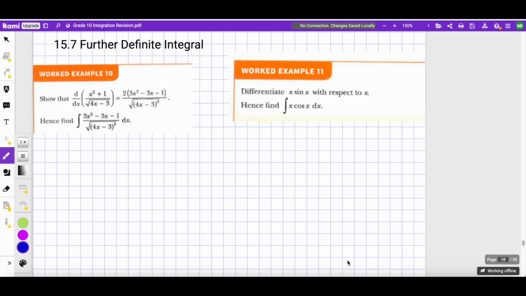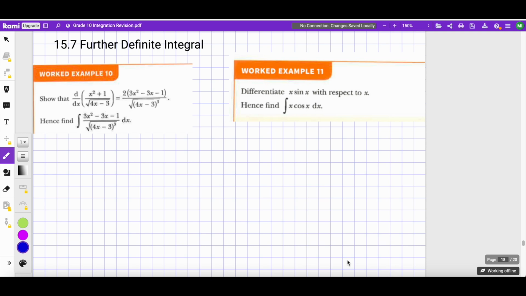At chapter 15.7, where we are looking at further definite integral. So in this chapter, what you realize is that questions will actually involve you differentiating some functions, sometimes using quotient, sometimes using product rule, sometimes different rules, all right? And you will get some function after you have differentiated, right?